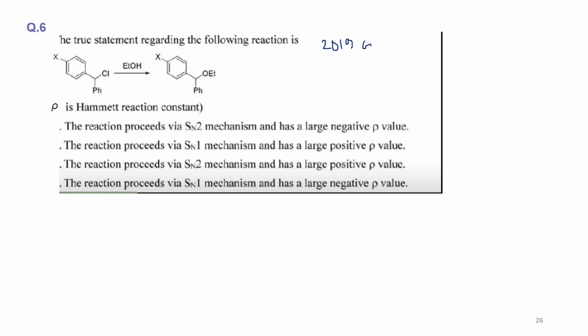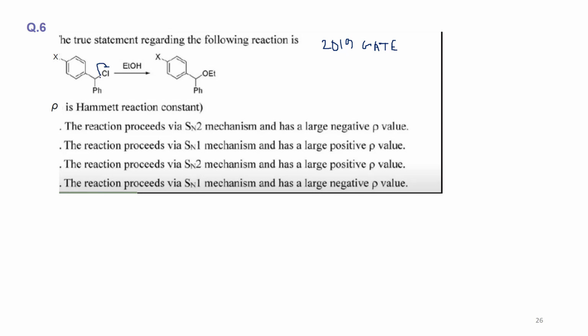This question came in GATE 2019, based on the Hammett equation. What they asked is: what is the true statement regarding the following reaction? This is a kind of substitution reaction where this group gets removed, and you can see this is a benzylic carbocation, from both sides a benzylic carbocation.